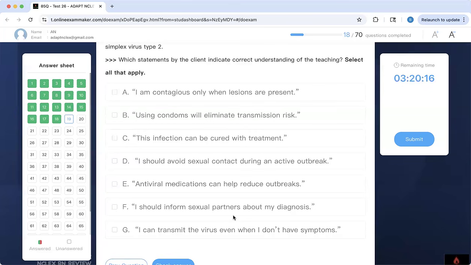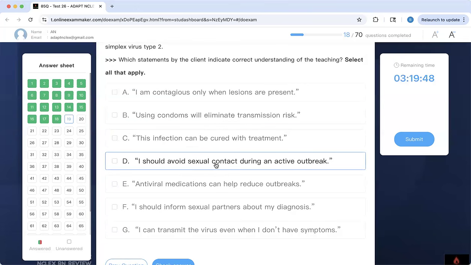But this is herpes simplex. And I can tell you, one is wrong. You can be contagious whether there are vesicles or not. So bad. Using a condom does not completely eliminate the risk. It reduces the risk of transmission. So elimination is wrong. This infection can be cured with treatment? There's no medication that can cure the HSV in your blood. It's engraved in your DNA. You cannot get rid of it.